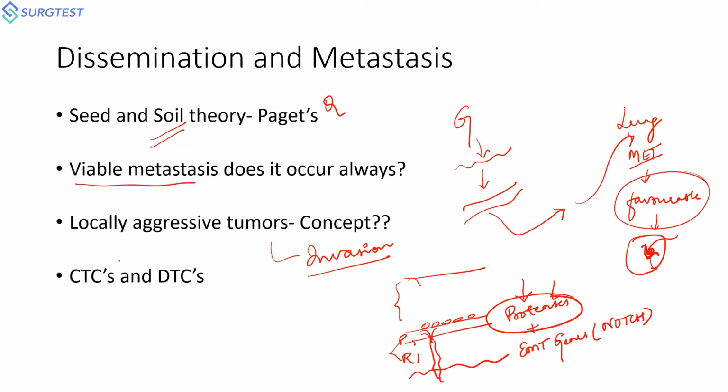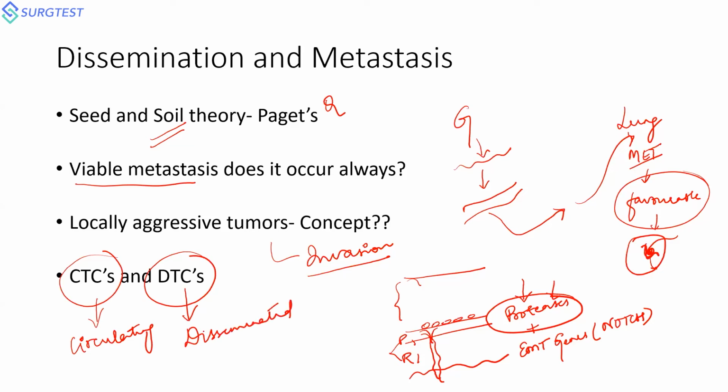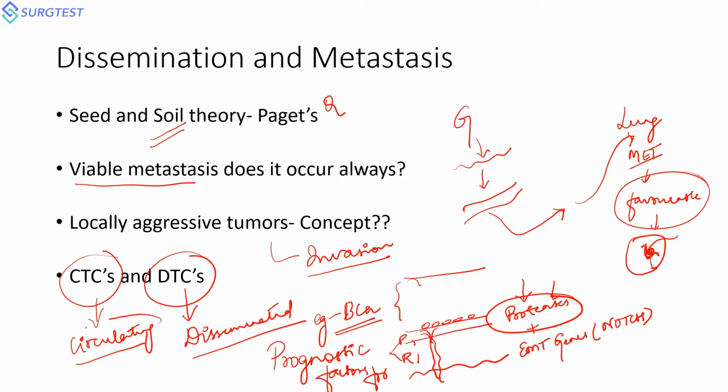When there is no favorable environment, they continue to circulate inside the body, and these are called circulating tumor cells, and this is called disseminated tumor cells. These two are very important because they are prognostic factors for solid malignancies. Example, your breast cancer. Measuring the amount of circulating tumor cells or the amount of disseminated tumor cells will be useful for prognostic staging of any solid malignancy.